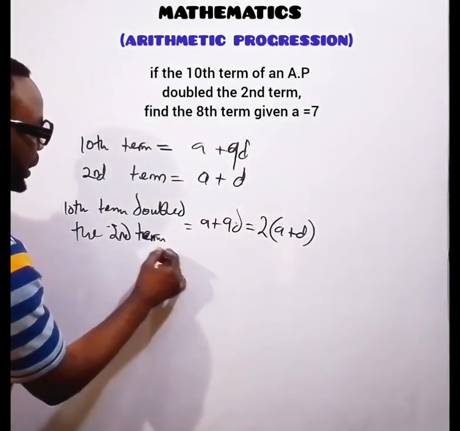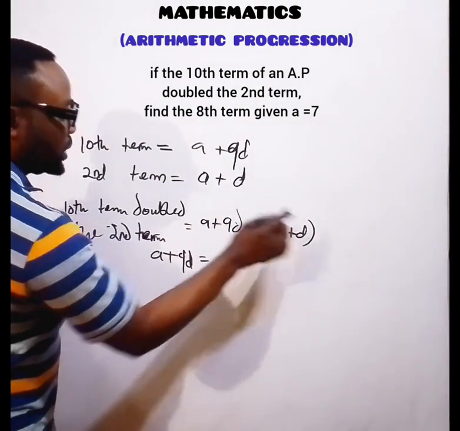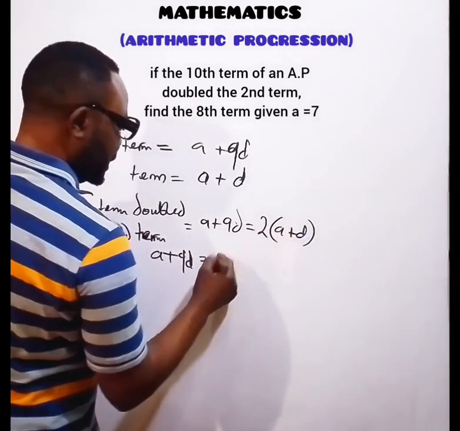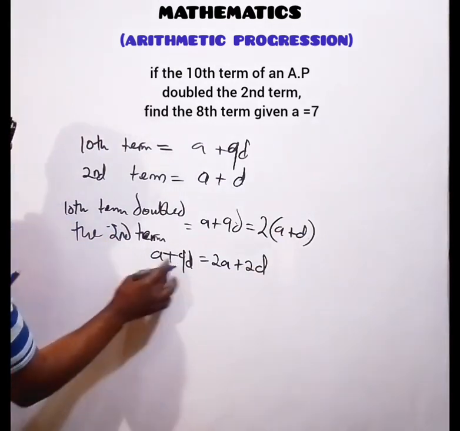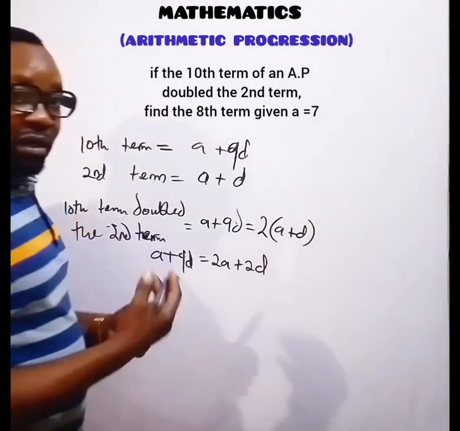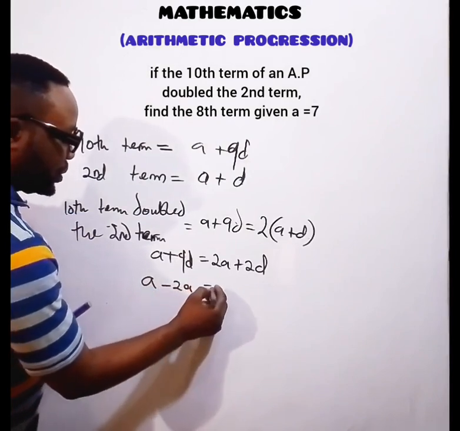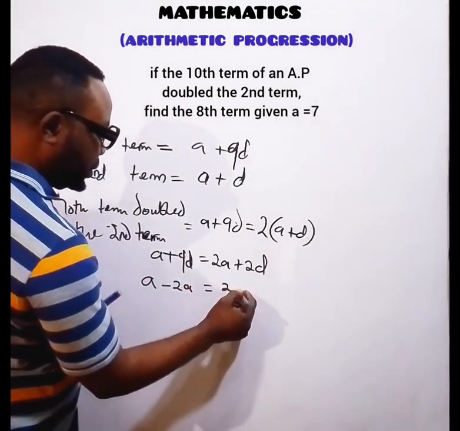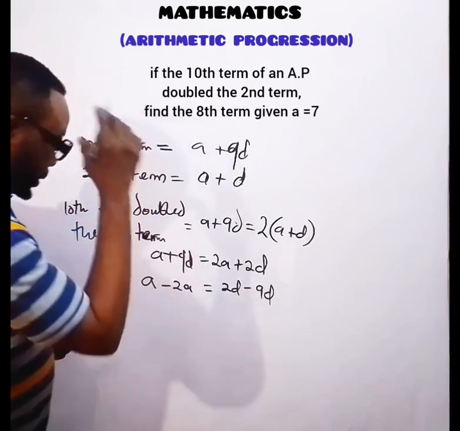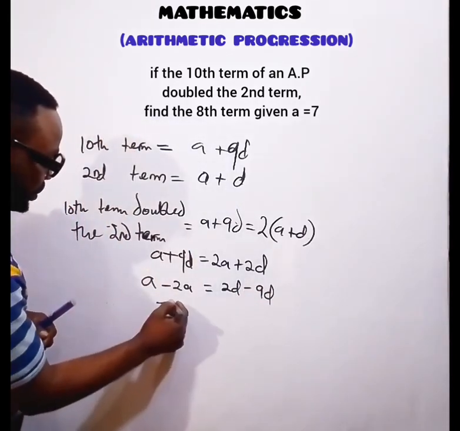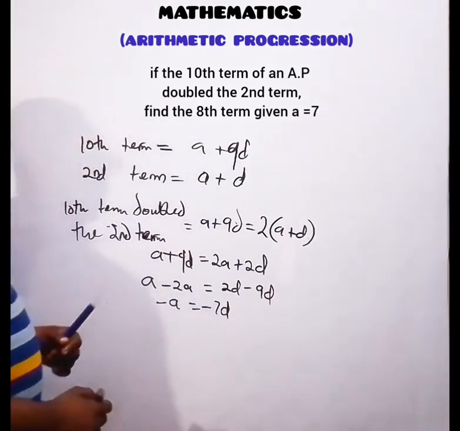So we can now go ahead and say a plus 9d will be equal to, let's open up this bracket, 2 times a, 2a, plus 2 times d is 2d. We are now to collect the like terms. So we have a minus 2a will be equal to 2d minus 9d. So we have minus a will be equal to minus 7d.